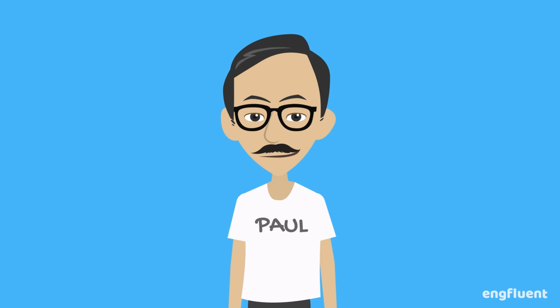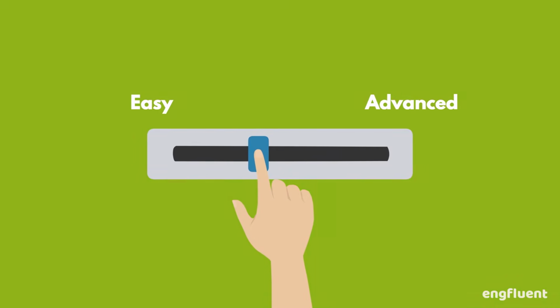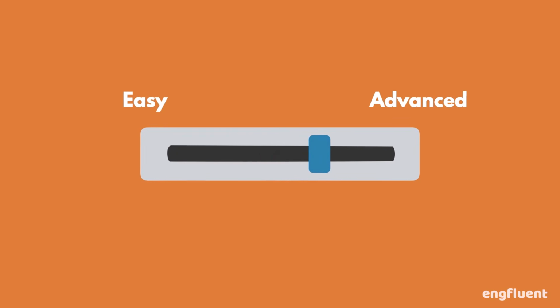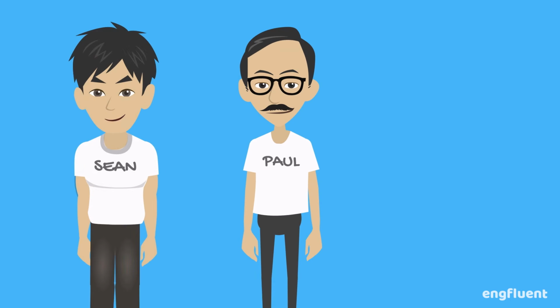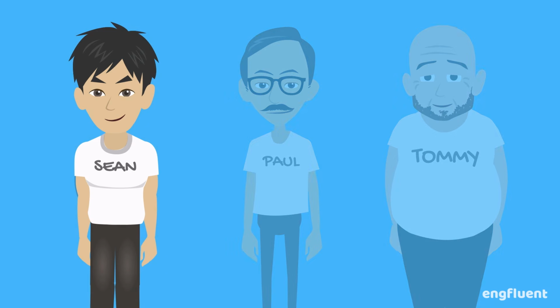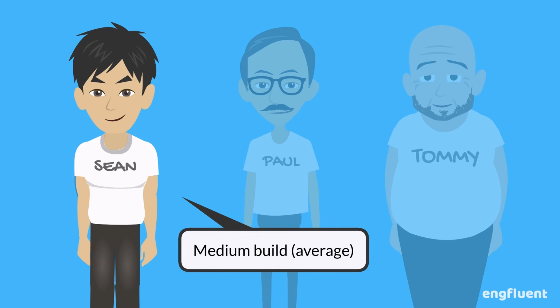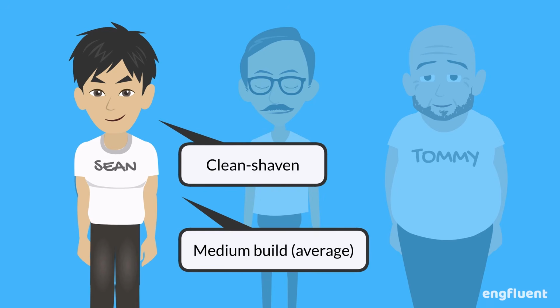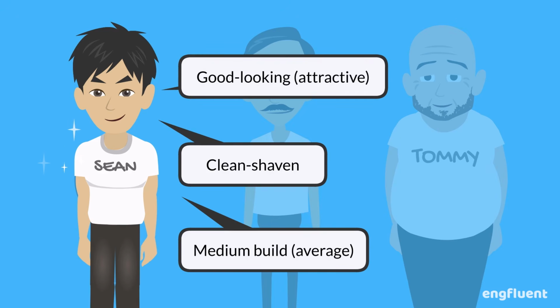Good job! You're doing really well. Now, let's make things a bit more challenging. We're going to add 2 more people to the mix, Sean and Tommy. First, let's take a look at Sean. As you can see, Sean is a man with a medium build. That means his body is average, not thin and not heavy. He has a clean-shaven face, which means he doesn't have a beard or a mustache. He's quite good-looking. Good-looking means nice or pleasant to look at. Another word for good-looking is attractive.